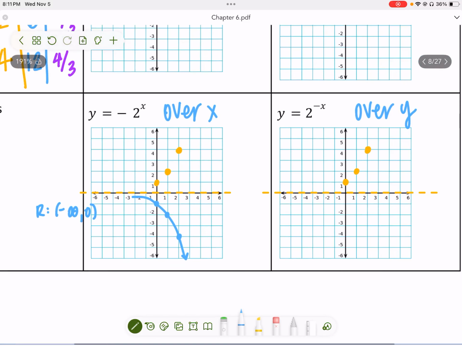And here we switch axes on the other side. 1, 2, 3, 4. So we go this way. So it is now a decaying function. Domain and range are not affected.